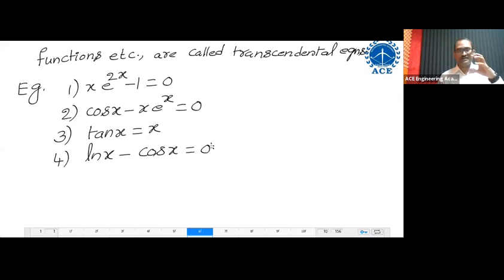So nonlinear equations can be evaluated using the bisection method. Nonlinear equations means solutions of these types of nonlinear equations, like transcendental functions or algebraic equations of degree bigger than 1, should be evaluated with the help of bisection, regular falsi, secant, and Newton-Raphson methods.